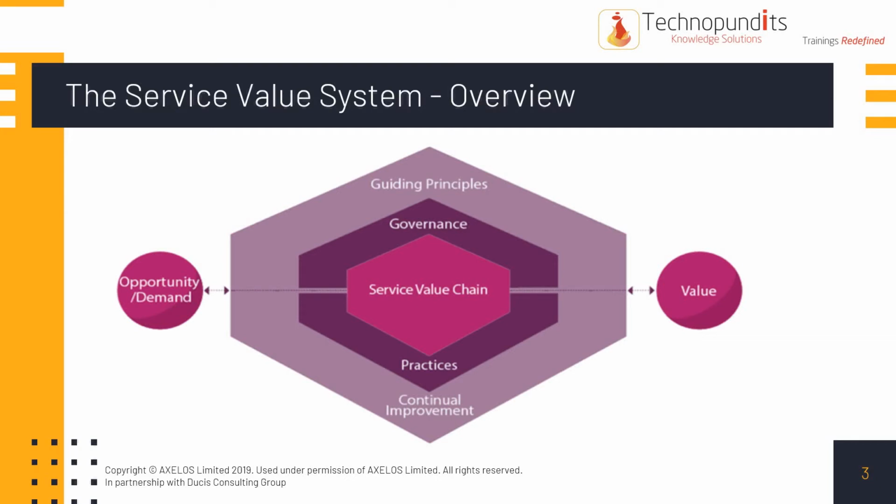The ITIL SVS describes how all the components and activities of the organization work together as a system to enable value creation. Each organization's service value system has interfaces with other organizations, forming an ecosystem that can in turn facilitate value for those organizations, their customers, and other stakeholders. The purpose of the service value system is to ensure that the organization continually co-creates value with all stakeholders through the use and management of products and services.